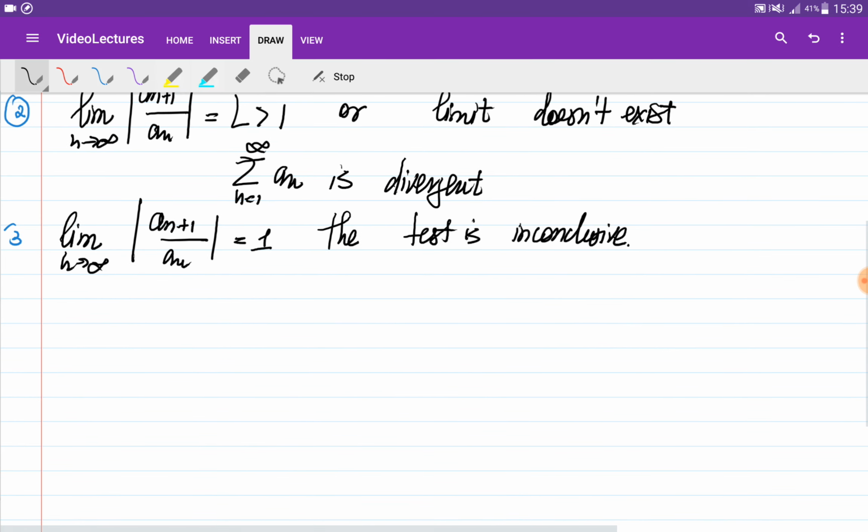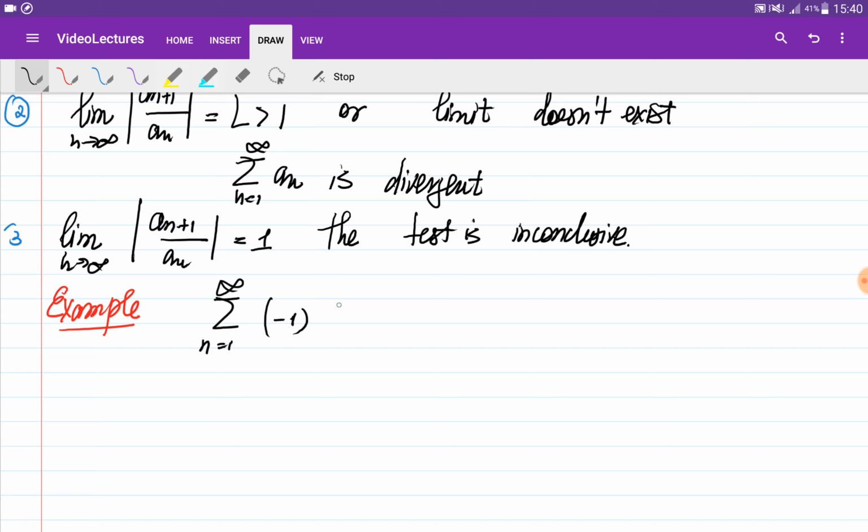So let's consider examples, one example for the convergent case and one example for the divergent case. Say we're given an alternating series: sum of minus 1 to the power of n, n to the power of 3, divided by 3 to the power of n.